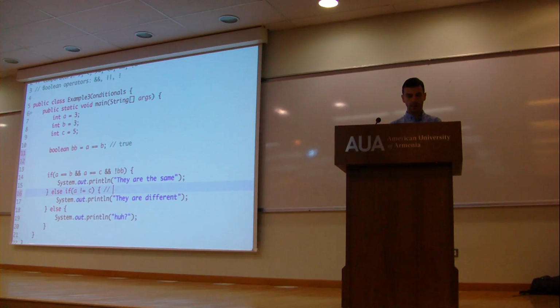What is A? A is 3, not equal to C, which is 5. Is this true? Yes. True. Therefore, we get they are different.